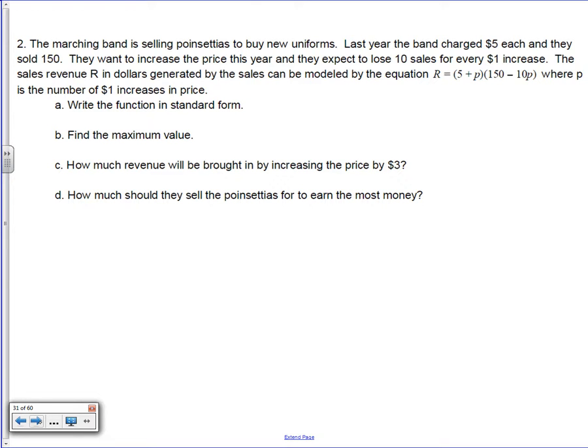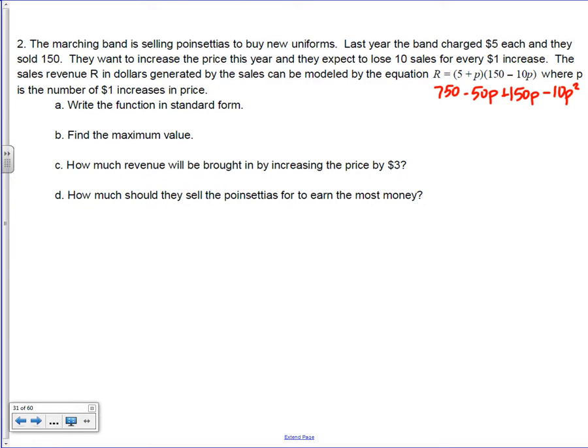Okay, letter A, write it in standard form. Well, my function is over here, R equals. That is a binomial times a binomial. So we're going to go ahead and distribute that, and we're going to write it in standard form. So 5 times 150 is 750. 5 times negative 10p is negative 50p. p times 150 is 150p. And p times negative 10p is negative 10p squared.